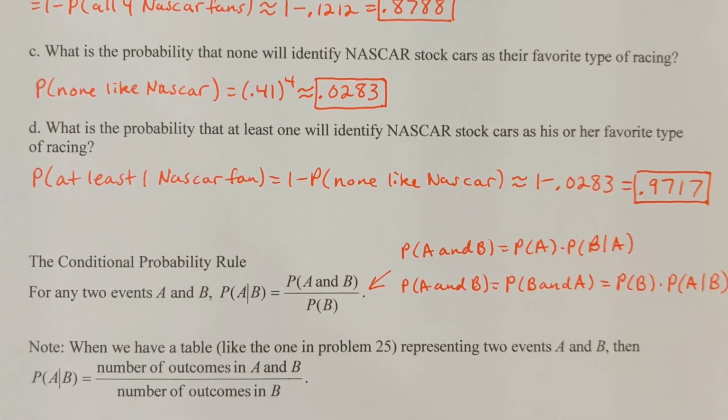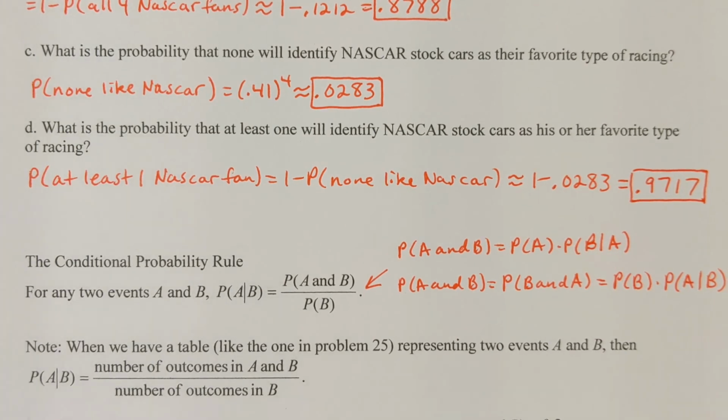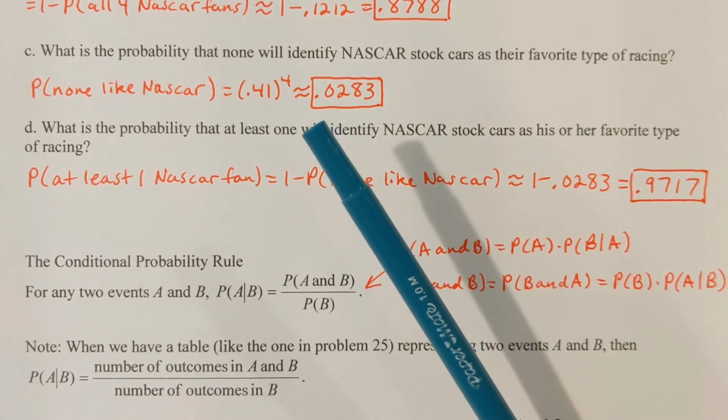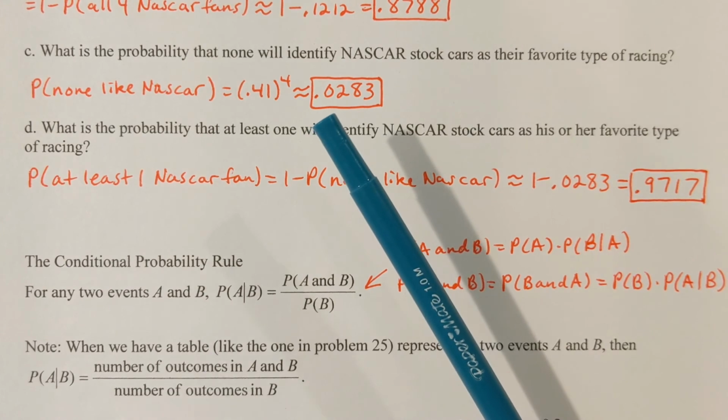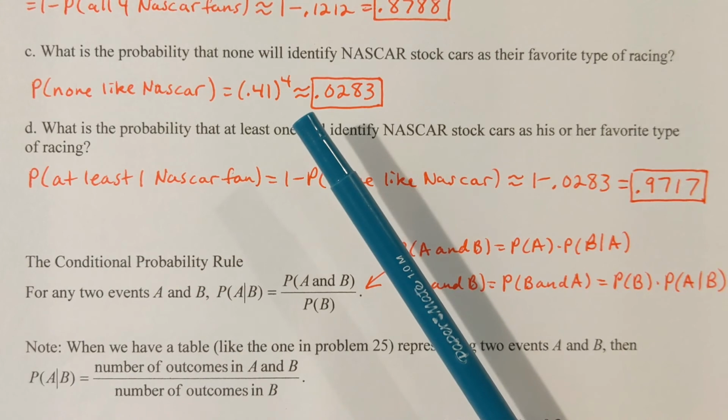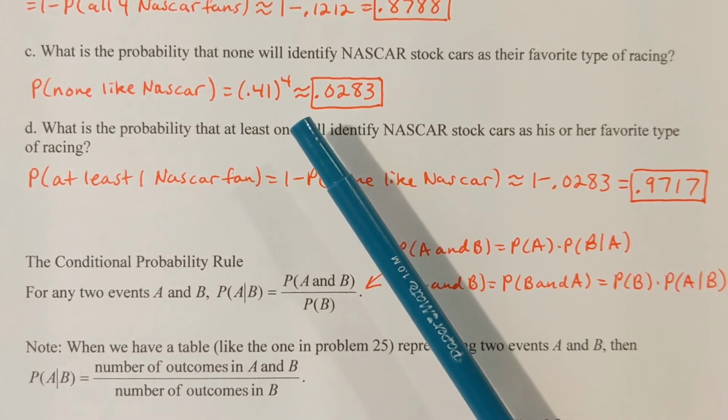Part C, what is the probability that none will identify NASCAR stock cars as their favorite type of racing? Okay, they told us in the problem that 59% of the racing population likes NASCAR, so therefore 41% of the racing population would not like NASCAR. We need 4 people not to like NASCAR, and by the way, just because someone does not like NASCAR, that has no effect over another person not liking NASCAR, which means that this is going to be another multiplication rule with independent events going on.